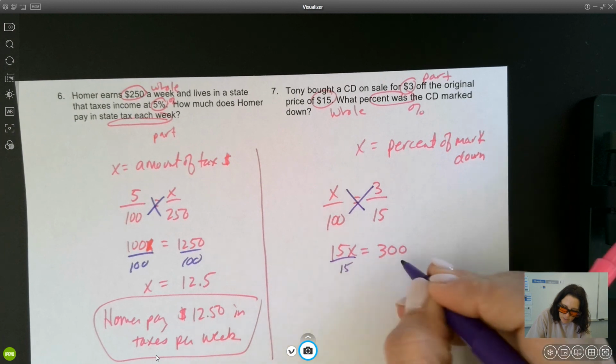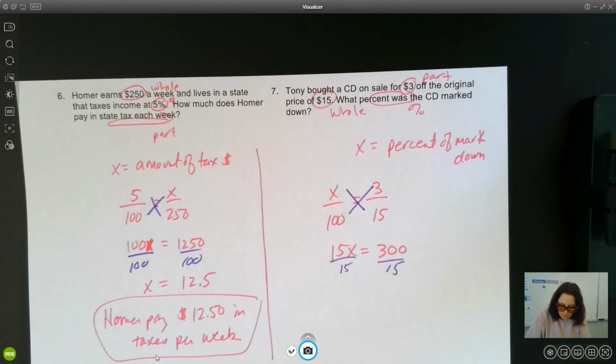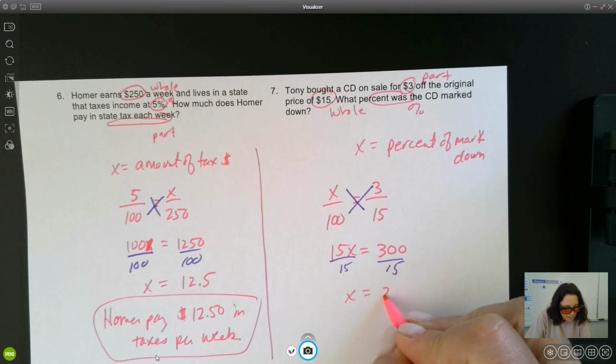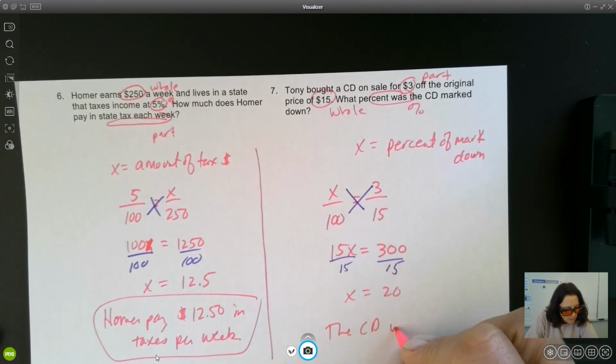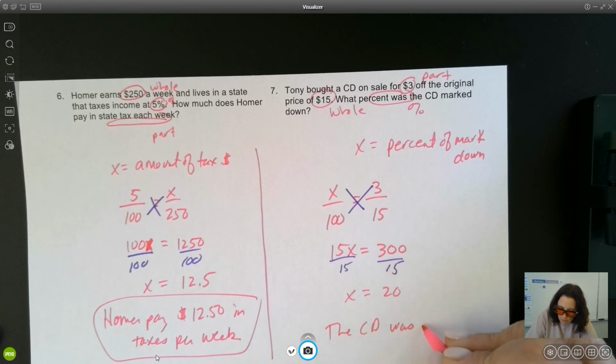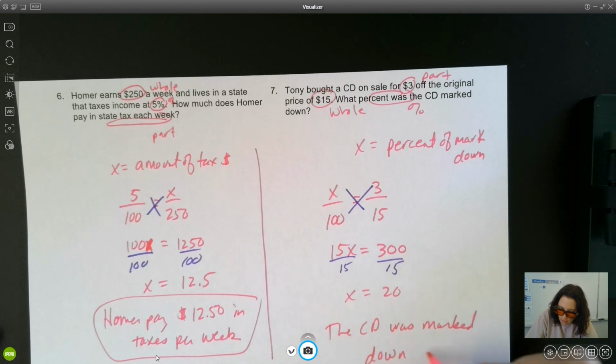Divide by 15. X is 20. The CD was marked down 20%.